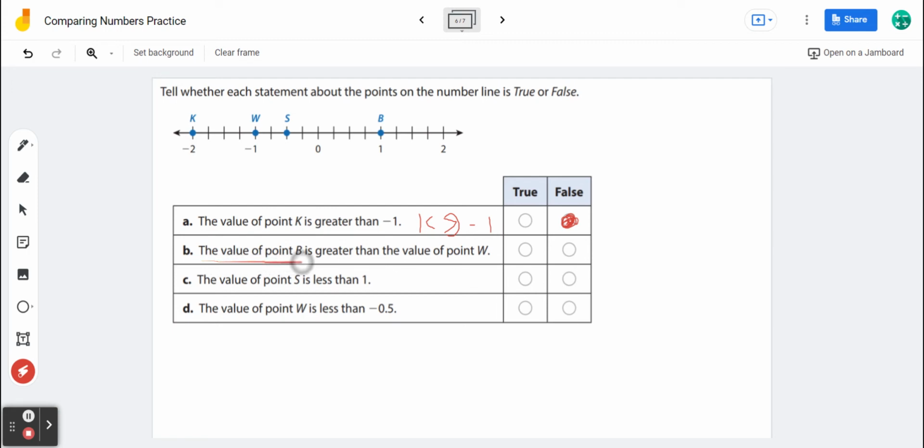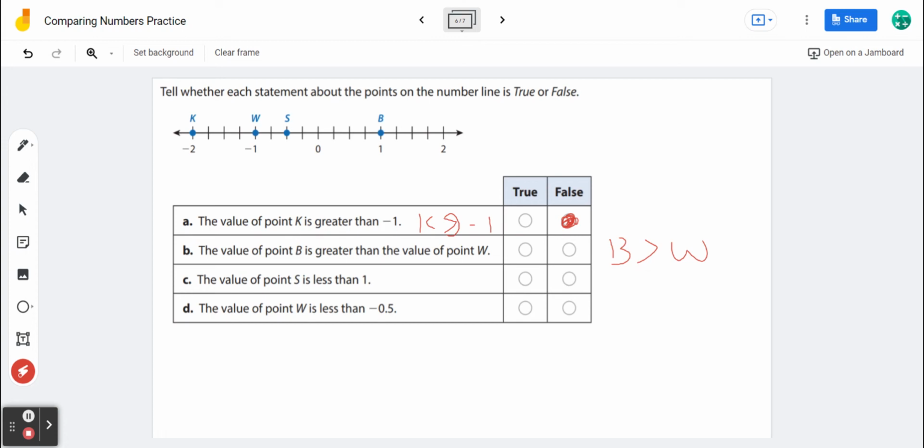B. The value of point B is greater than the value of point W. So in this case, they're telling us B is greater than W. Pac-Man wants to eat B. Is that a true statement?